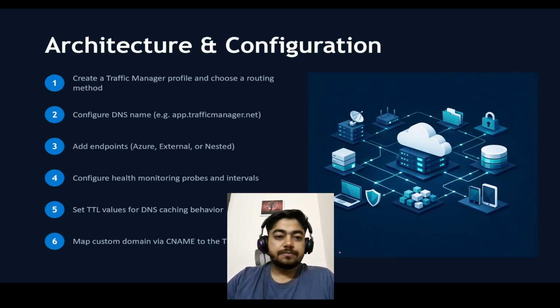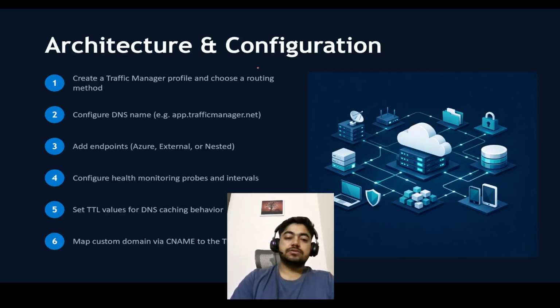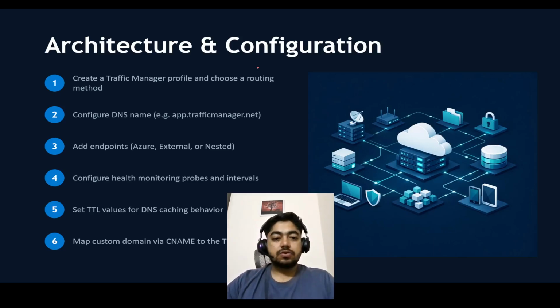failover on probe failure. Okay, so now architecture and configuration. This is the part where we see how we can set up Traffic Manager. We can go to the Azure portal, create a Traffic Manager profile, and choose a routing method. We can configure the DNS name, for example, we are creating app.trafficmanager.net. We can add endpoints like Azure services, external endpoints, or nested Traffic Manager profiles as well.